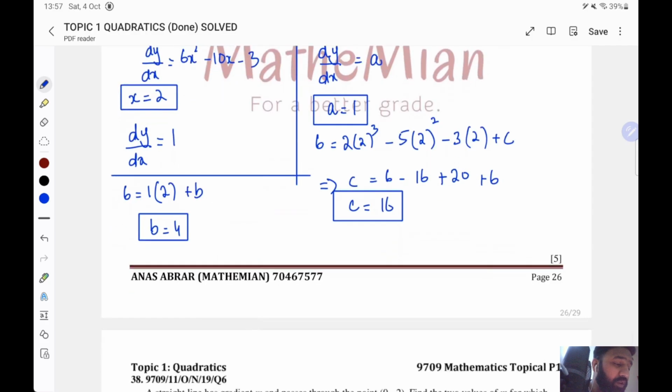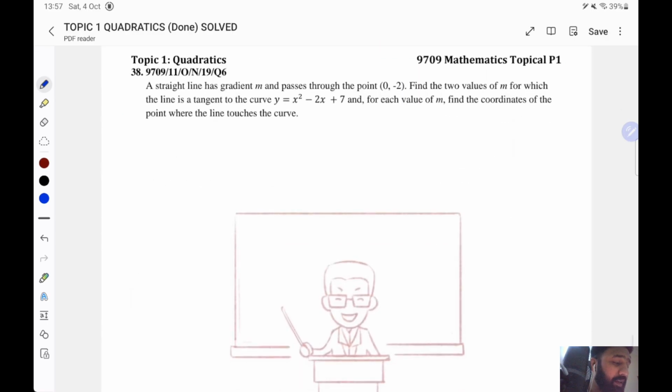Let's move forward to the next question, which is question number 38, October November 2019, question number 6, paper 1-1. A straight line has the gradient m and passes through the point (0, -2). Find the two values of m for which the line is tangent to the curve. So he has given you the coordinates, he has not given you the equation of the line. So the very first step is to find out the equation of the line.